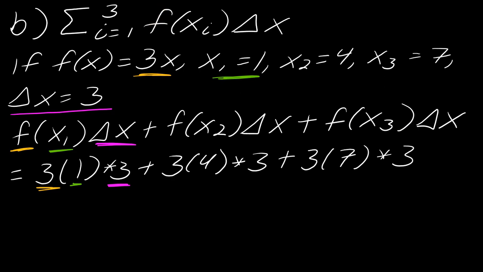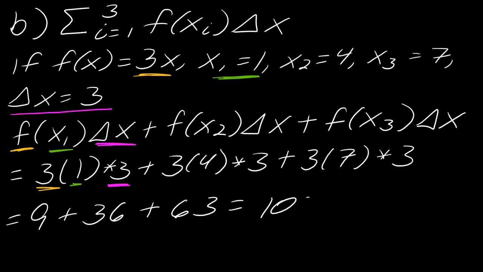So now it's just a matter of multiplying everything together. So this is going to be, let's see, this is 9 and 36, and let's see, 21, so this will be 63. Okay, so I got all the pieces there, so if I add those up, this comes out to 108. So like I said, these series can start to look kind of wild.